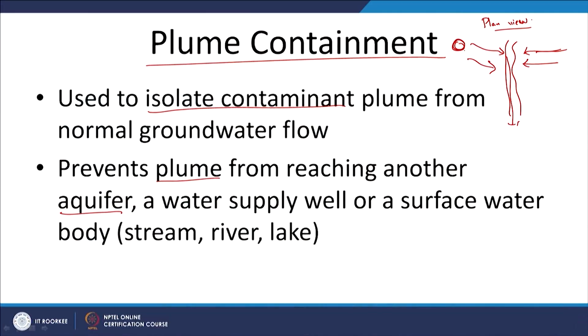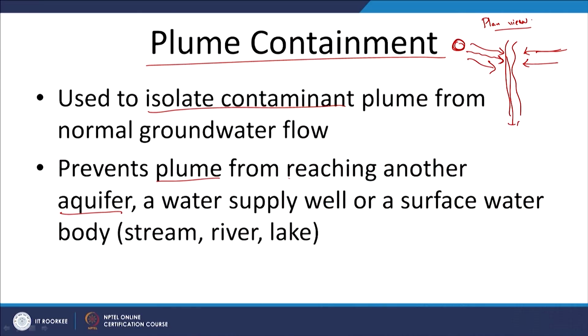So here, what would happen if I let this contaminated groundwater reach or recharge this surface water body? Then I would have the contaminant traveling over a wider extent of area, or distances, pardon me, and then contamination over a wider extent. So in that context, obviously I want to prevent this plume from reaching another aquifer, or water supply well or surface water body. In this context we look at a stream, I guess. So there are different objectives in mind when you are looking at plume containment. So in that context, let's look at what we have here.